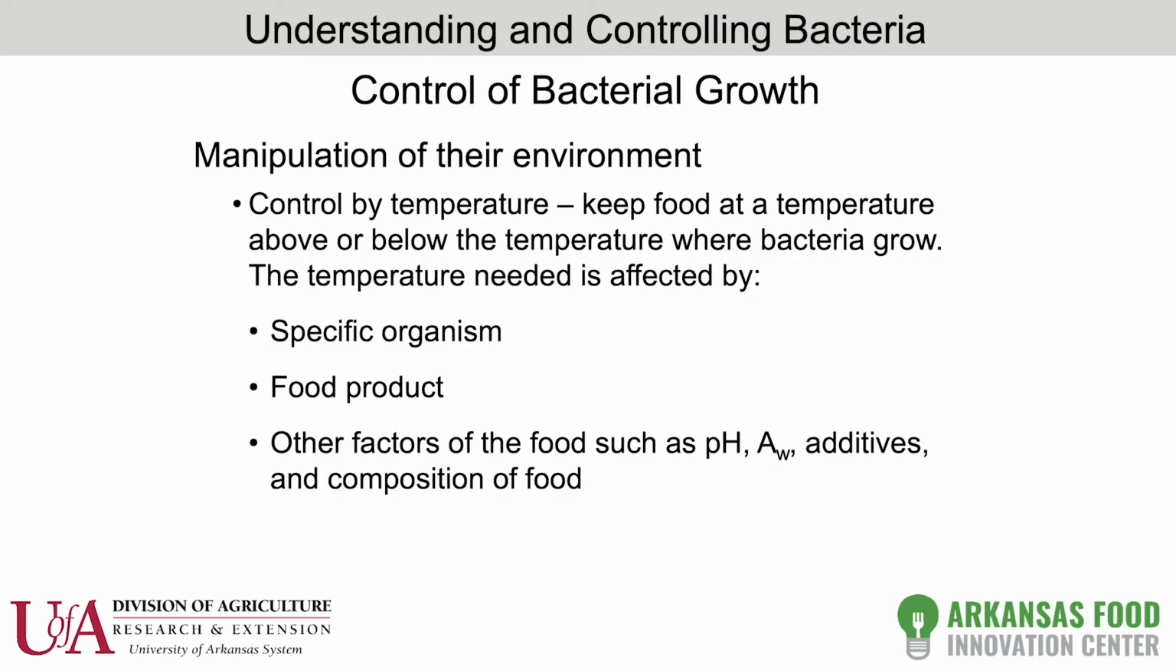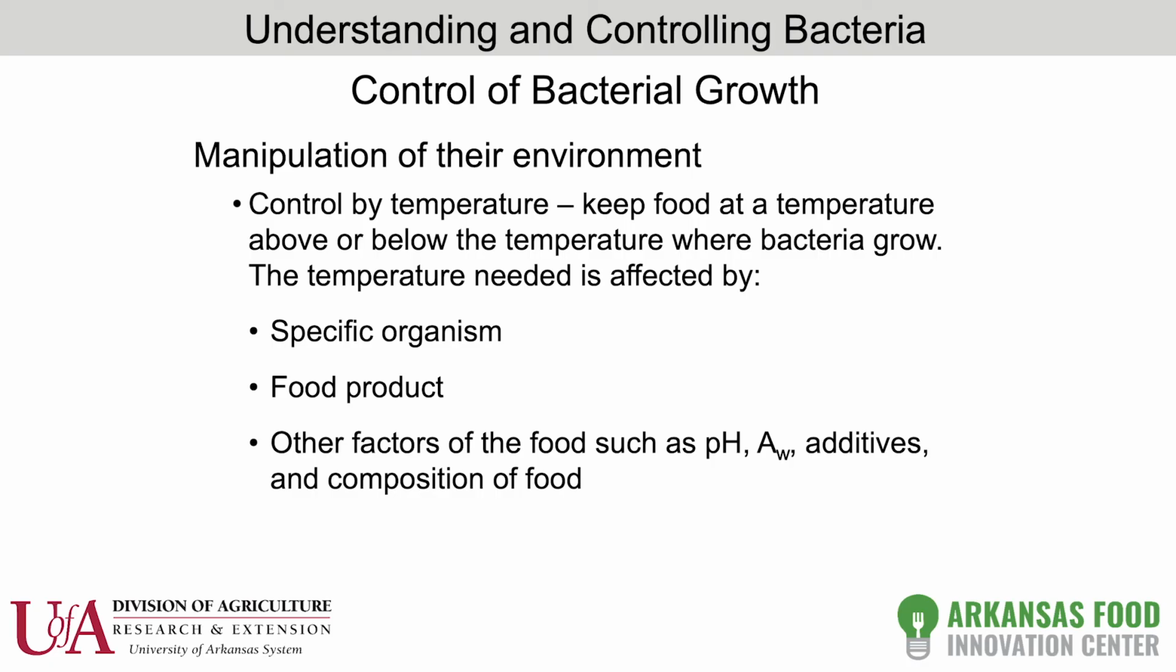Controlling the temperature of the environment is another way of limiting bacterial growth. Holding food at temperatures above or below the optimal temperature for bacterial growth may be a way of limiting bacteria. However, as we discussed earlier, different types of bacteria have different optimal growth temperatures, so it is important to know the types of bacteria that may be present in a particular food in order to choose the appropriate limiting temperatures.